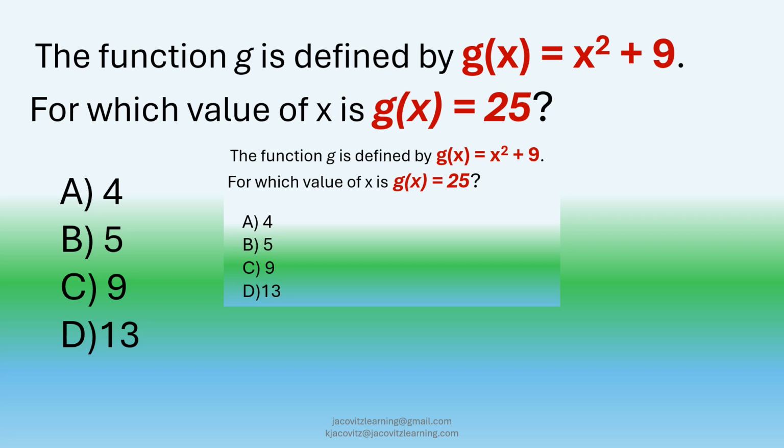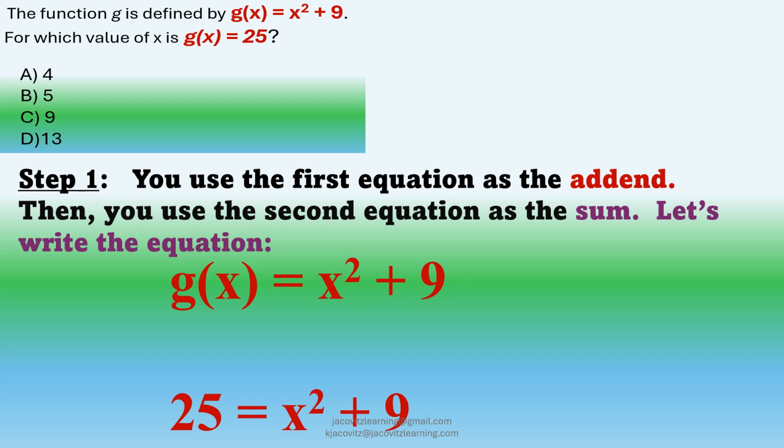So this is an easy question. The function g is defined by g of x equals x squared plus 9. For which value of x is g of x equal to 25? Now, I have the question copied here, but we're going to go over this. We're going to look at some steps.